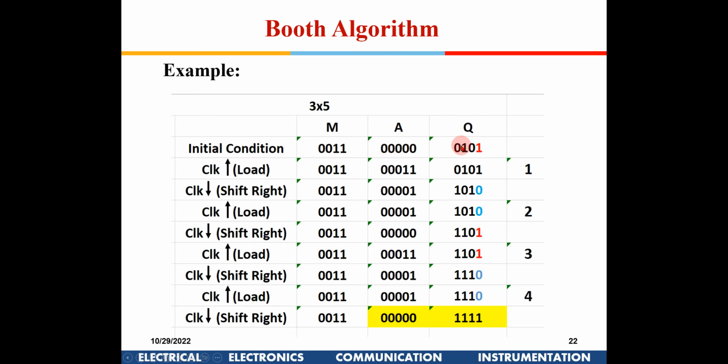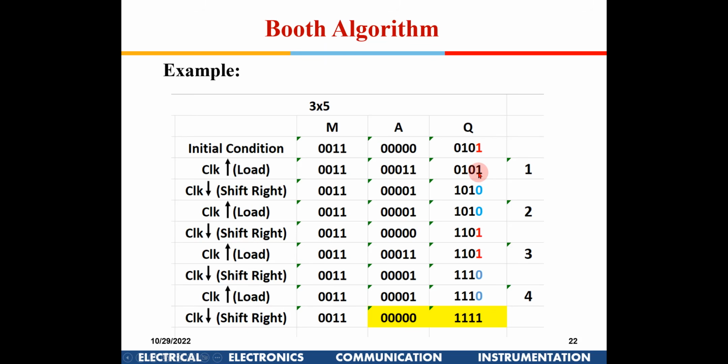Initially A is 0, and I have given Q out here. Now Q is 1 here. That means if it is 1, you need to add. So M gets added to A. Now from M to A you get this, right, during the positive edge of the clock. And then I have Q as it is. So Q doesn't get affected during the load operation.